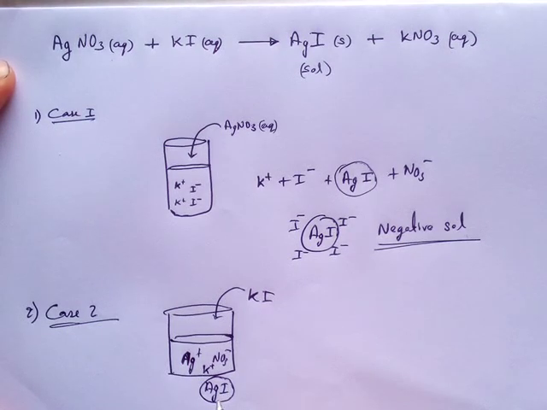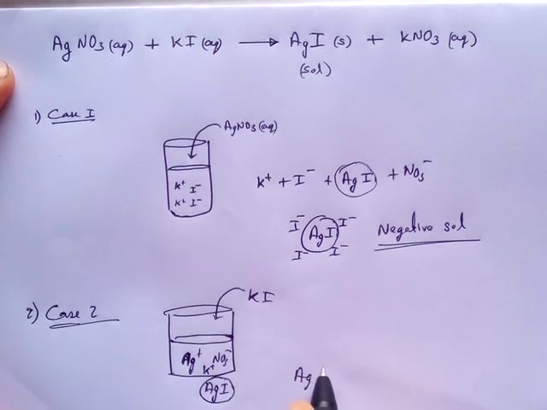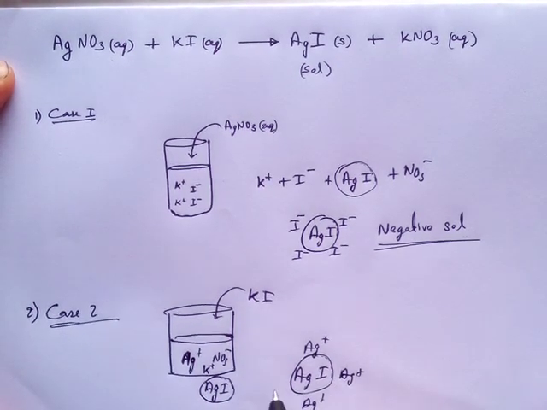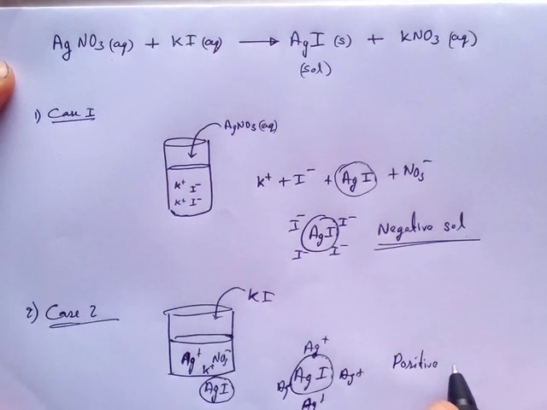Now look at the common ion. Is I present here? No, there's no I. Is Ag present here? Yes, Ag is here. So AgI gets attached with Ag plus, Ag plus, Ag plus, many of them. So that means now this is your positively charged sol, a positive sol.